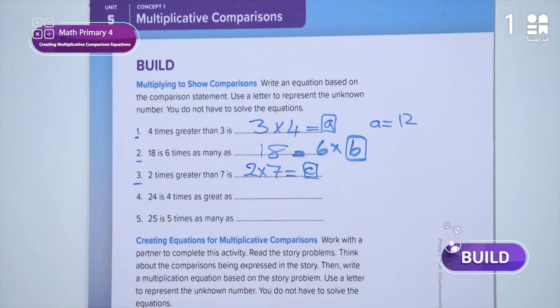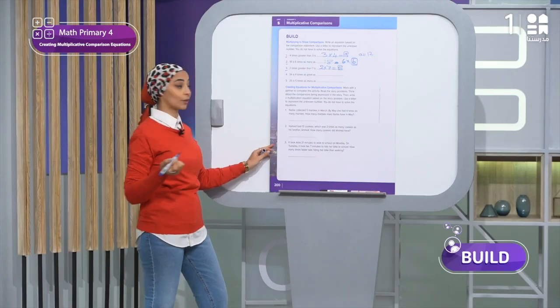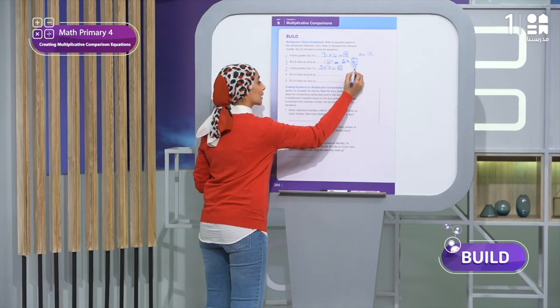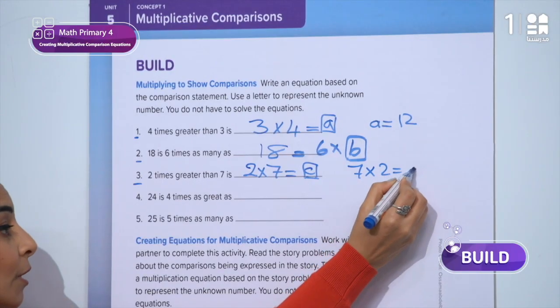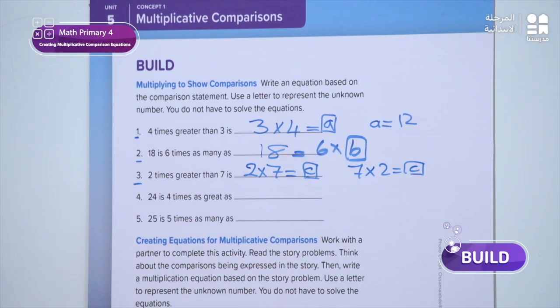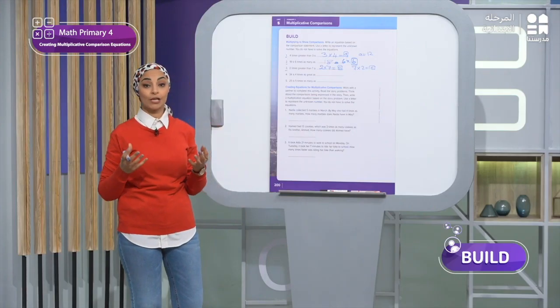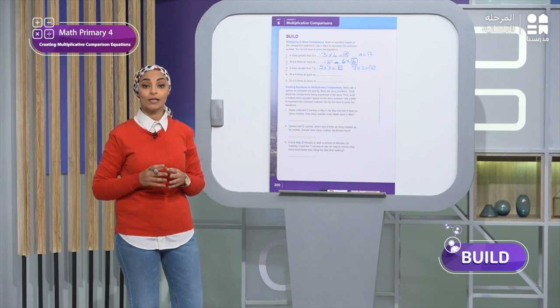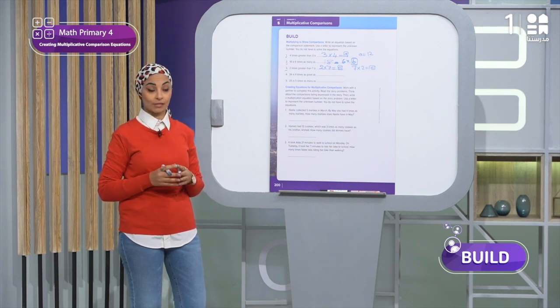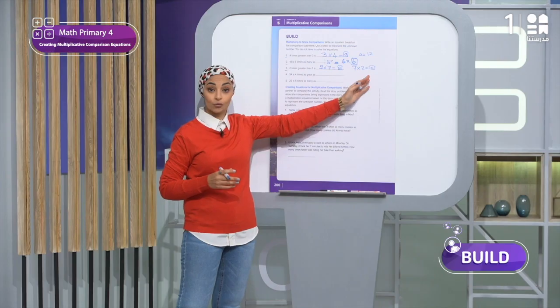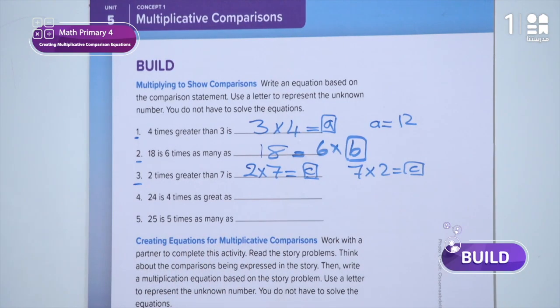اوكي؟ طب ممكن اكتبها بطريقة تانية، ممكن حد فيكم يكتبها بطريقة تانية، ممكن حد يقول لي أنا كتبتها 7 times 2 equals the unknown number. It will be right. اوكي؟ يبقى it won't matter in multiplication and of course you can use any letter to represent the unknown quantity. Well, multiplication, if I change the places of the number, it will give me the same answer.